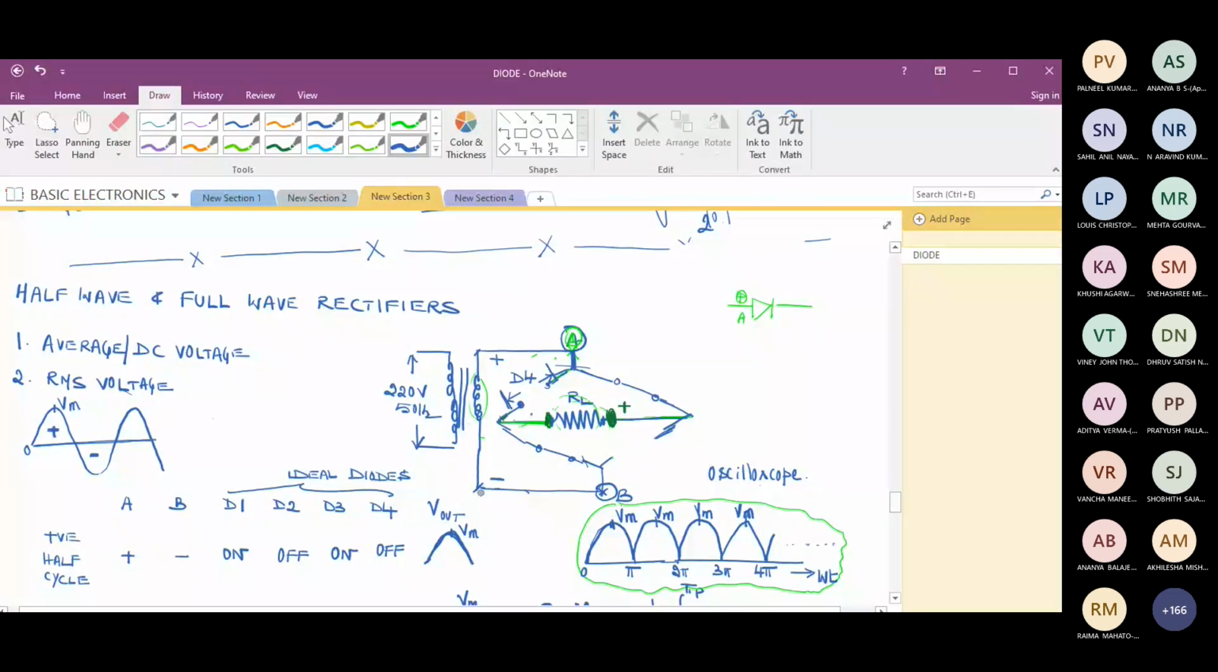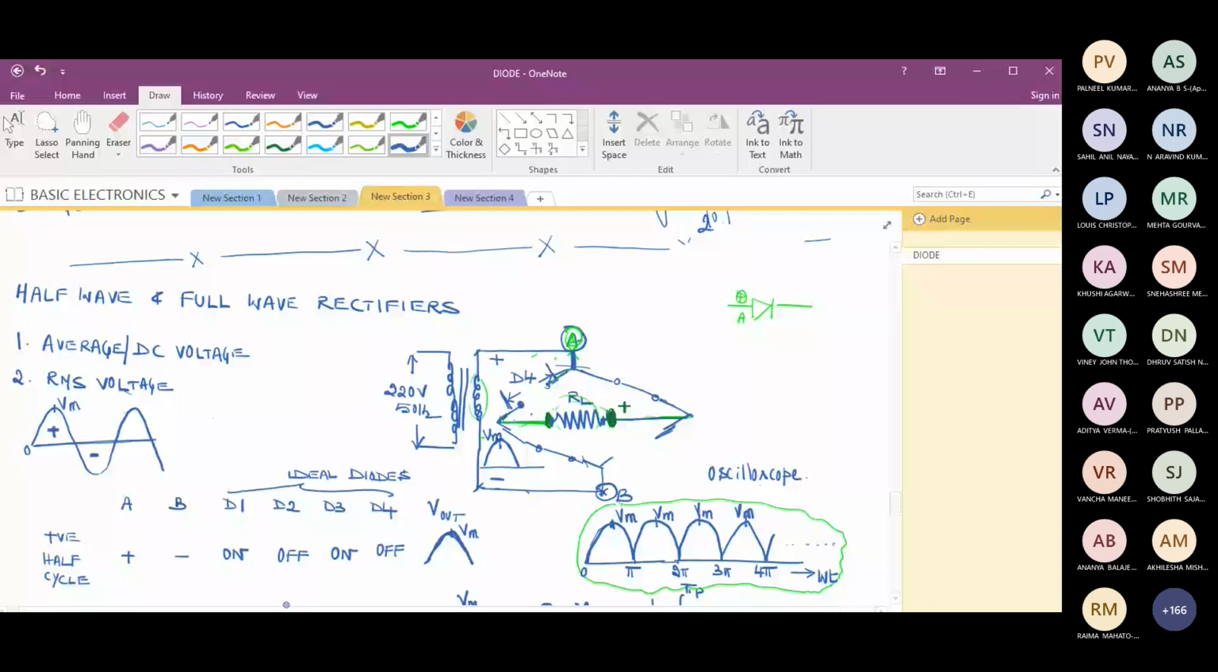Across the secondary, the condition is that we are in the positive half cycle. We get a cap like this, above the zero axis. This is Vm plus Vm. Is it fine? Yes, sir. Now please concentrate and listen.